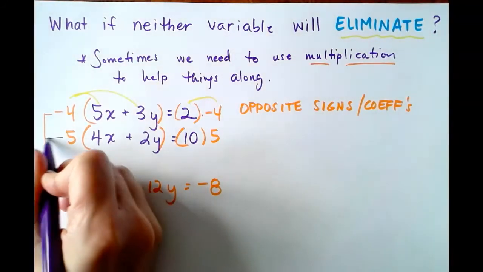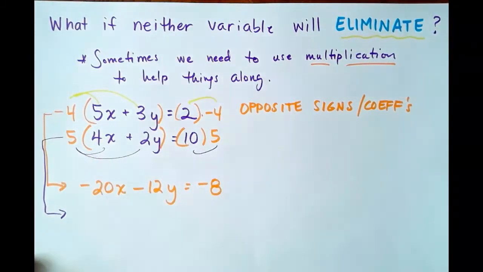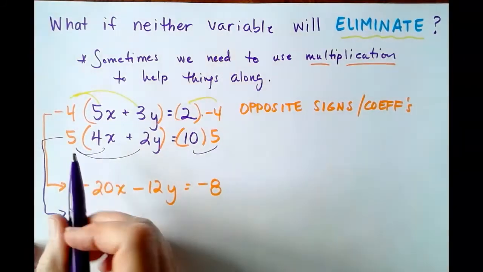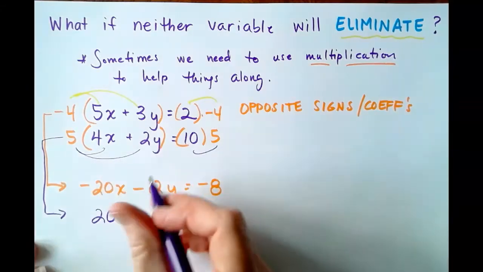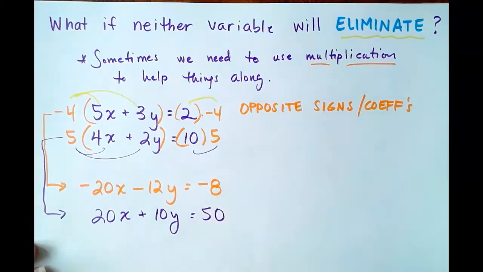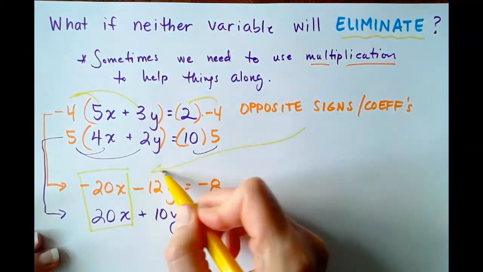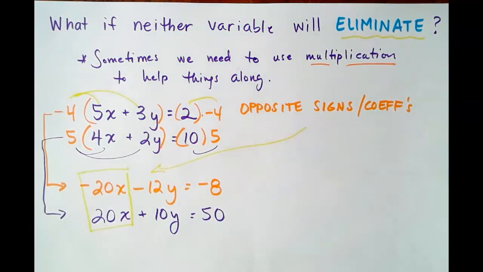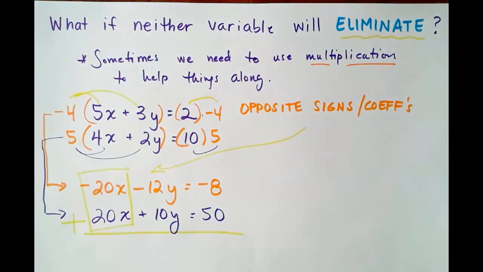I'm going to do the same thing with the second equation, except this time I'm going to be distributing a 5 to every term in the equation. So 5 times 4x is positive 20x. 5 times 2y is plus 10y. 5 times 10 is 50. And now, by using multiplication, I've got opposite signs and opposite coefficients on my x's. So when I do the combination of the two equations, the x's are going to cancel.